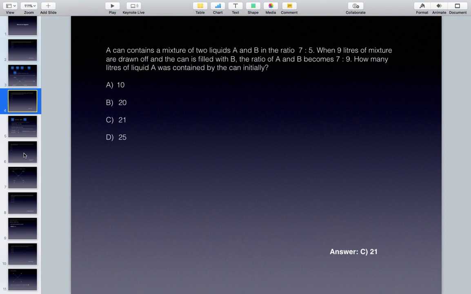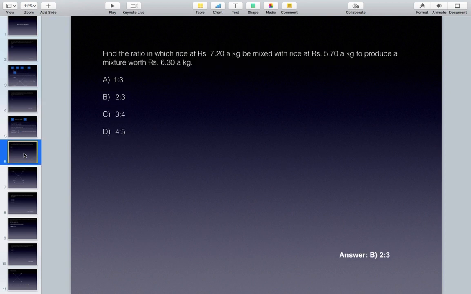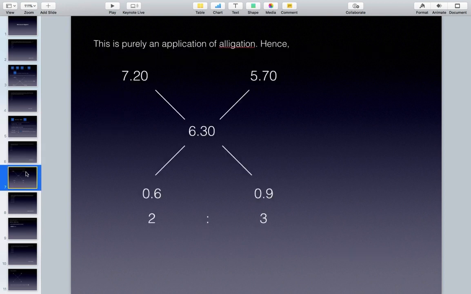Now let's move to the third question. Find the ratio in which rice at 7.2 a kg be mixed with the rice at 5.7 a kg to produce a mixture worth 6.3 a kg. This is just simply allegation, purely allegation. Just put those values and find the ratios.